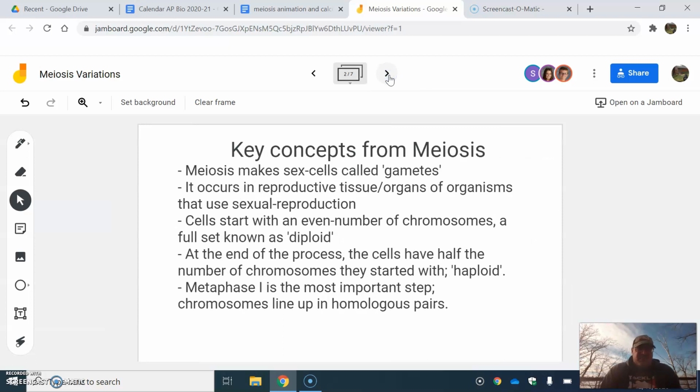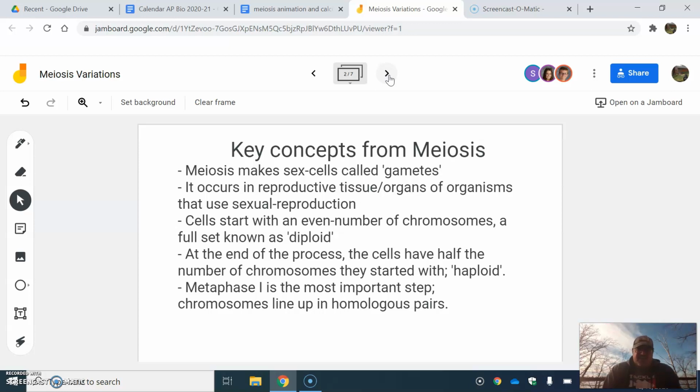And so there were some key concepts from meiosis that we need to take away. First of all, it makes sex cells called gametes. That would be your sperm or your egg. It occurs in reproductive tissues or organs of organisms that use sexual reproduction. So anything that does sexual reproduction, it's going to have to go through meiosis at some point in its life. Most of your cells in your body, they do mitosis. They're just making copies of themselves. Only reproductive organs, that would be testes, ovaries, those types of things, are going through meiosis, and they are making those things called gametes.